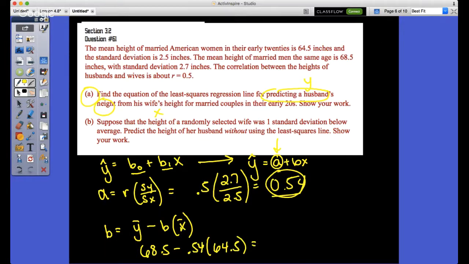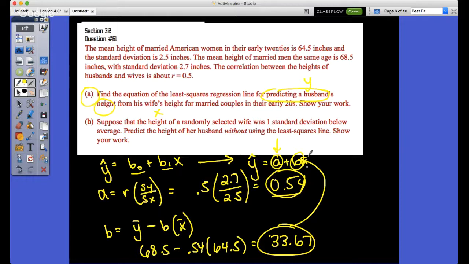And when I solve for that, goodness, I forgot about doing that. My fault. Let me get this out. All right, so 68.5 minus 0.54 times 64.5 is my spot. I got 33.67. I think that's right. Okay, 33.67. I know I went quick. So if I plug this in, this would go in for B, and this would go in for A.